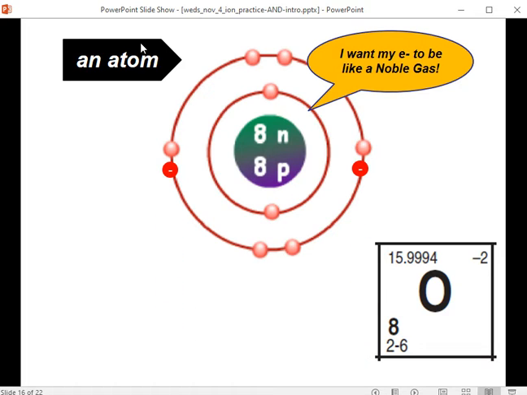It could gain 2 electrons. It could steal electrons from somewhere. Where does it steal them from? Some nearby atom that wants to get rid of electrons. There are always lots of atoms around and always lots of electrons around.